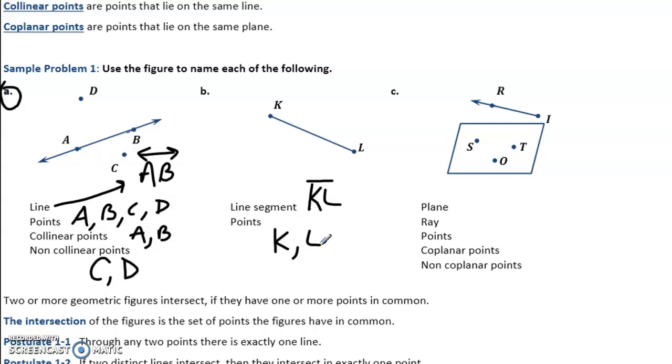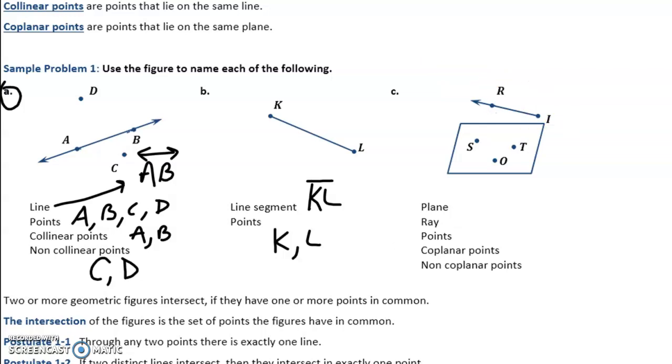Part C, a little bit different. I want you to take a minute to see if you can come up with the answers for all of these on your own, and then we will go through them together. Now, this figure is not on the plane, okay? That is not on the plane, if that helps you out any.